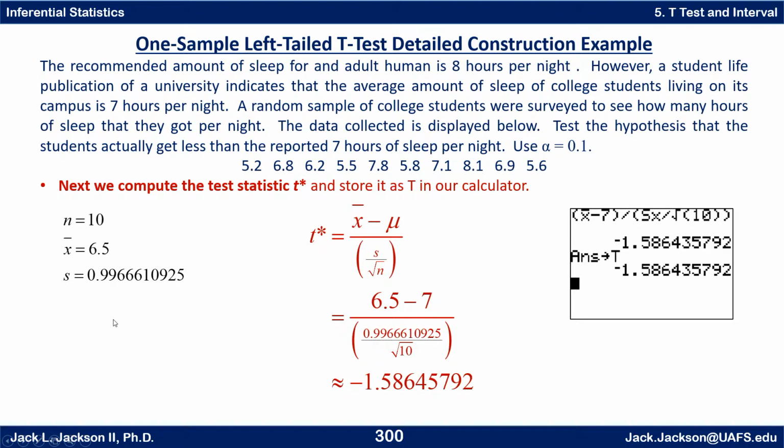Now we compute the test statistic, t star. It's x bar minus mu over s divided by square root of n. That's 6.5 minus 7 over the 0.99 whatever, divided by square root of 10. And we get about negative 1.59, let's say. Okay, we can get that over here by using x bar and s sub x from our variables once we've already done the one-variable statistics.